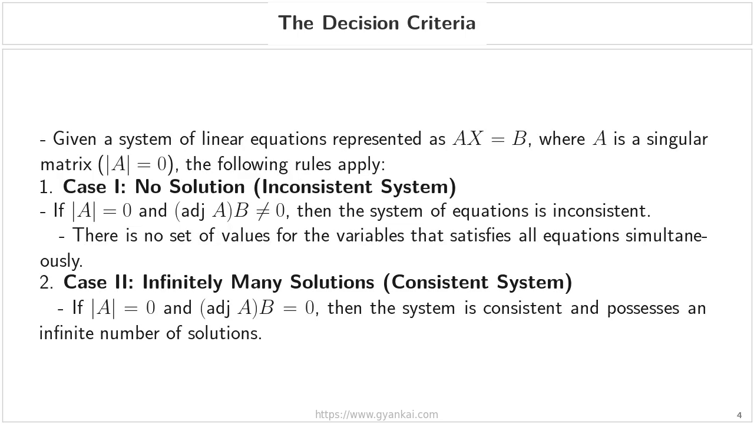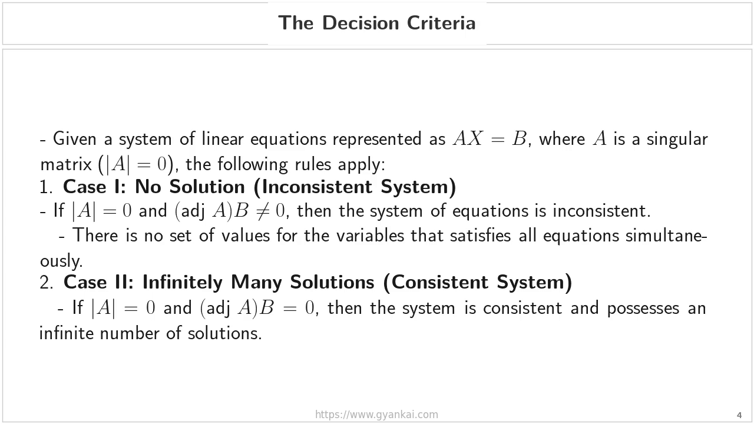On the other hand, we have case 2, which represents infinitely many solutions, also known as a consistent system. This occurs if the determinant of A is 0, and when we perform that same calculation, multiplying the adjoint of A by the constant matrix B, the result is a zero matrix, where every element is 0. In this scenario, the system is consistent, meaning the equations are redundant or overlapping, and there are an infinite number of solutions that work for the system.